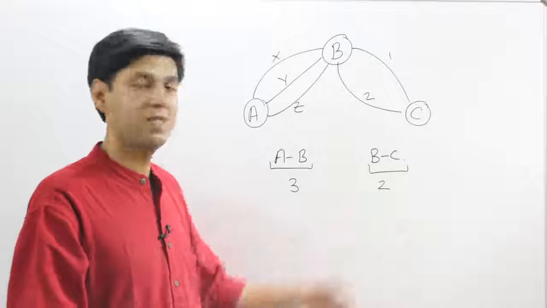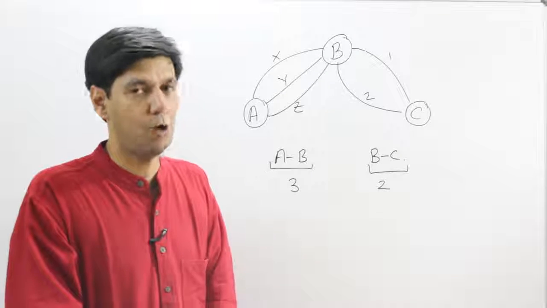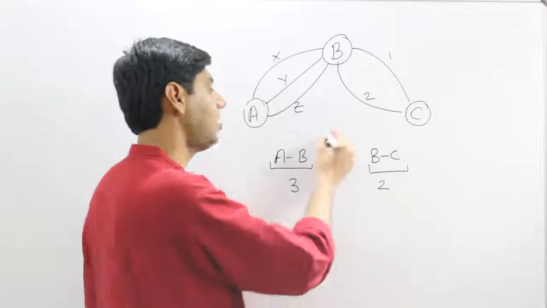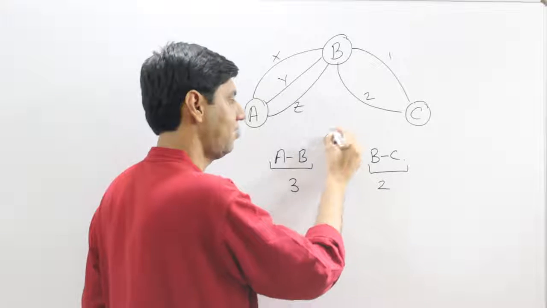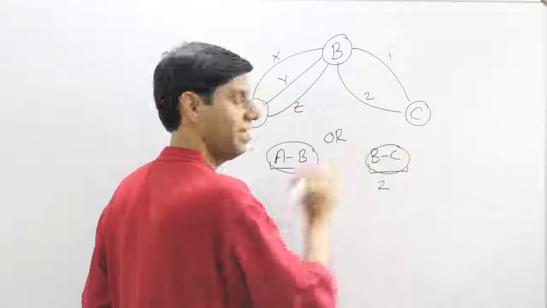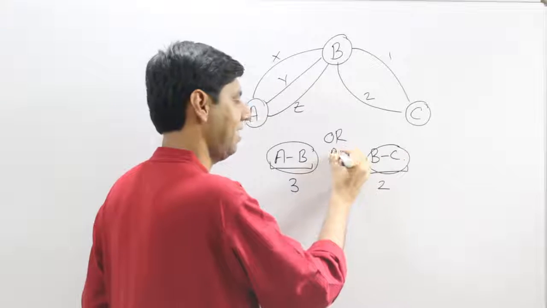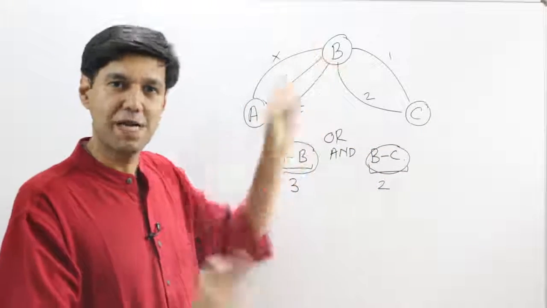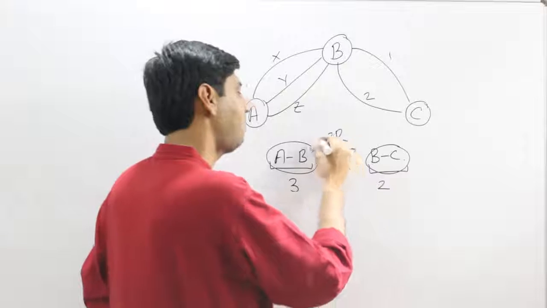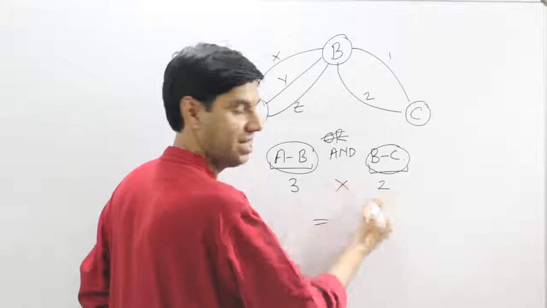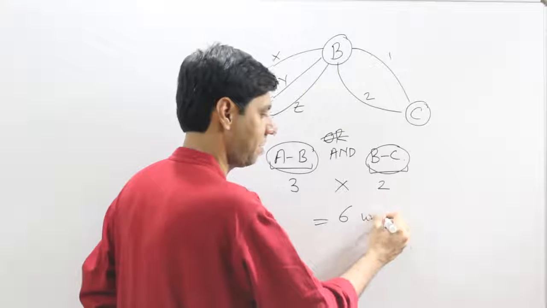Now what do I do with this 3 and 2? Do I have to add or do I have to multiply? You have to think, what is the conjunction between this? Is it going to be an or? Do I travel A to B or B to C? Or do I travel and? Since I have to reach from A to C, I cannot go from A to B and stop. I would have to do an and. Since it's an and, I would multiply, and I would be getting 3 twos are 6 ways.